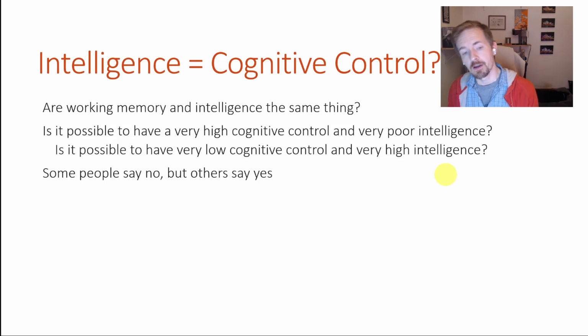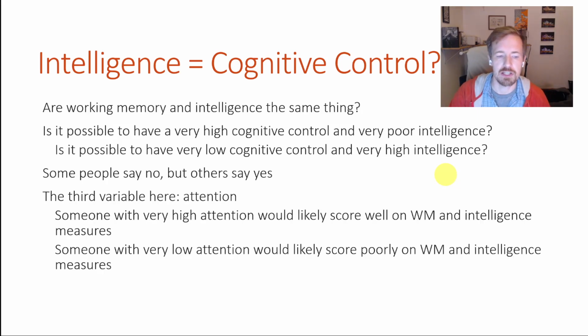I don't know. Do you think the opposite would be true? Do you think that somebody could have really poor cognitive control but really high intelligence? So in other words, could somebody bomb all of those tasks that we just did and have really high intelligence? I think so, right? So the question is, to what degree do these constructs overlap with one another? And what they have in common is, sorry, I dropped my stylus. What they have in common is this third variable, which is attention.